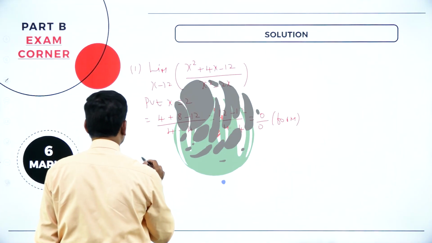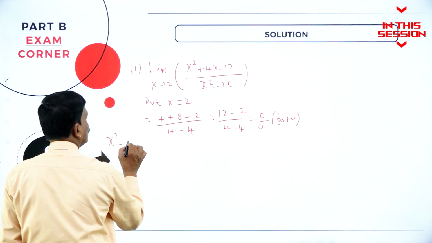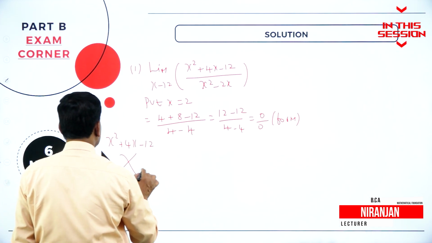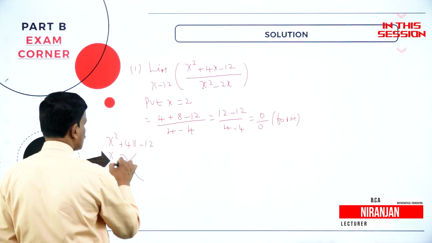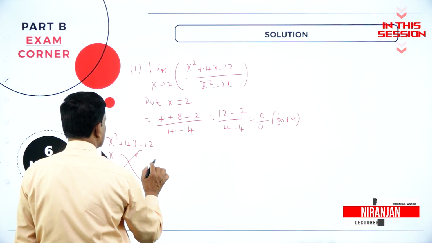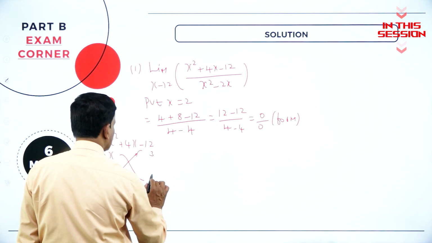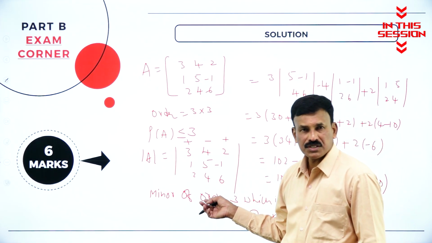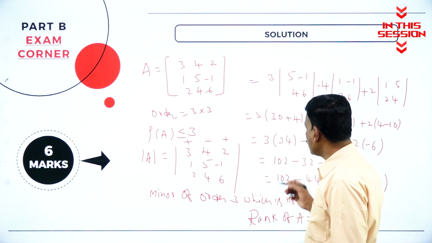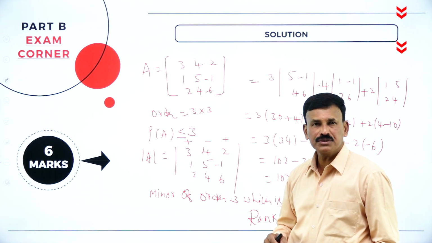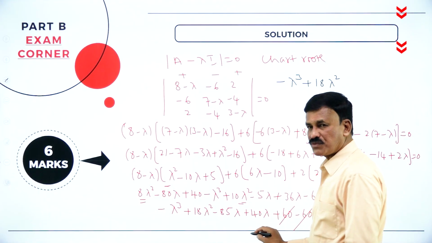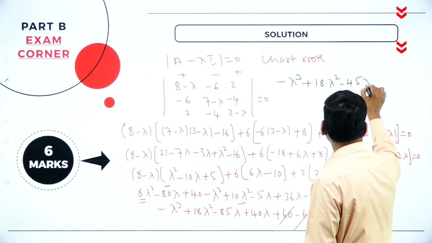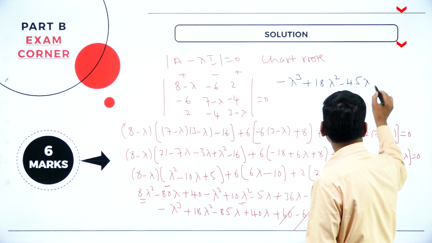Factorize the numerator and denominator. So x square plus 4x minus 12 can be factorized as, factorize this, x into x is x square, this 12 can be written as 3 4s are 12. There is a minor of order 3 which is not 0. Determinant of A is not equal to 0. Therefore, the rank of this matrix is equal to 3. Minus 85 plus 40. 85 minus 40 is minus 45. Lambda is equal to 0.